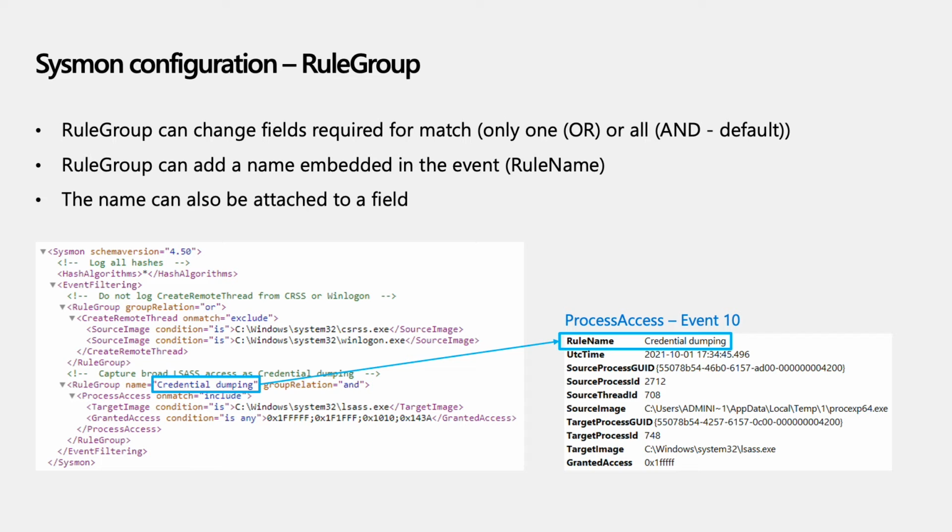That's very useful when you're hunting and trying to pinpoint very specific techniques. So you don't have to remember why you set up that event in the first place. The rule name helps you for that. You can also add that name to any field that matched, which can be a source of help. And we have some configurations in the community that do that instead.